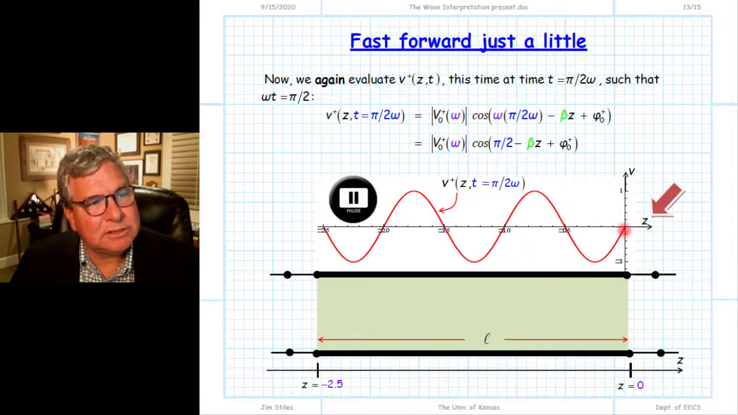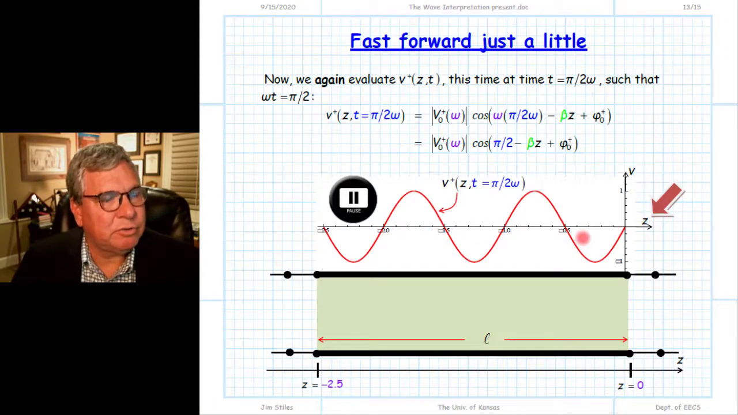Now this looks very much like what we got earlier at time t equal to 0, but it turns out it's not quite the same function. It's still a sinusoid as it was before, but it has shifted to the right, or it appears to have shifted to the right. So let's look at that closer.